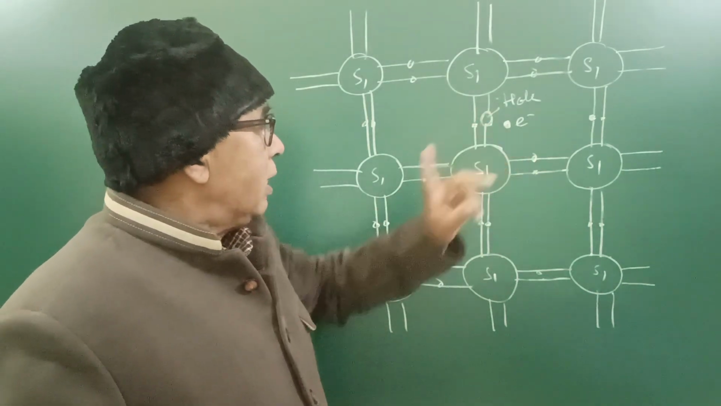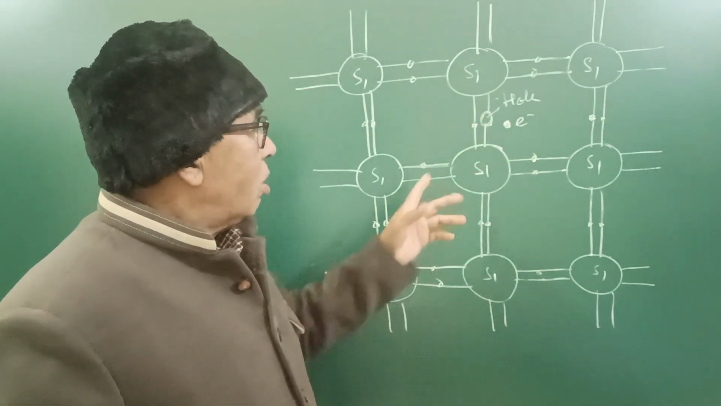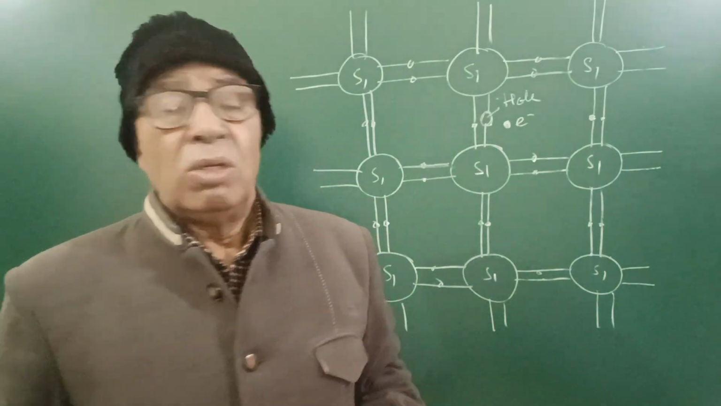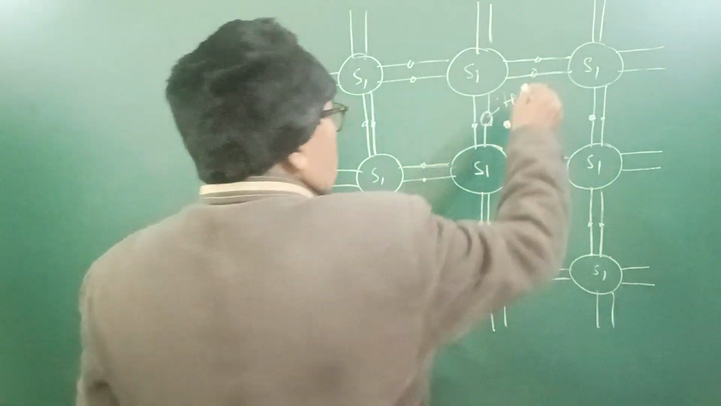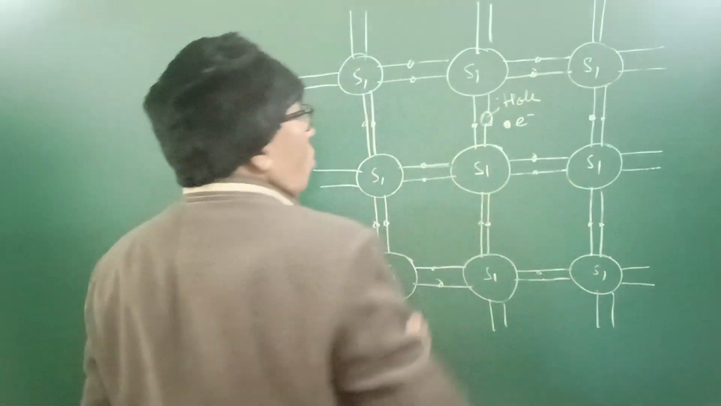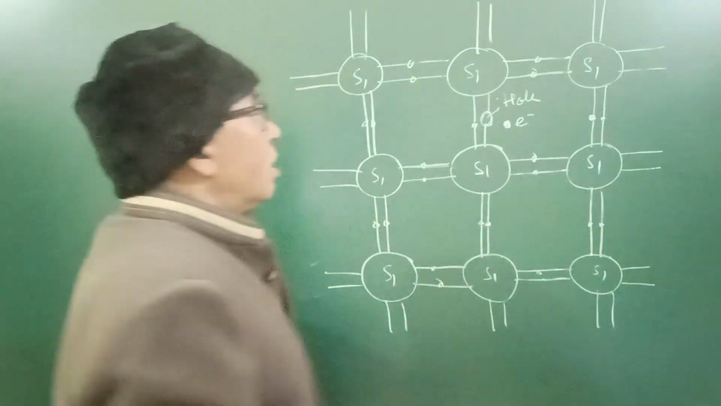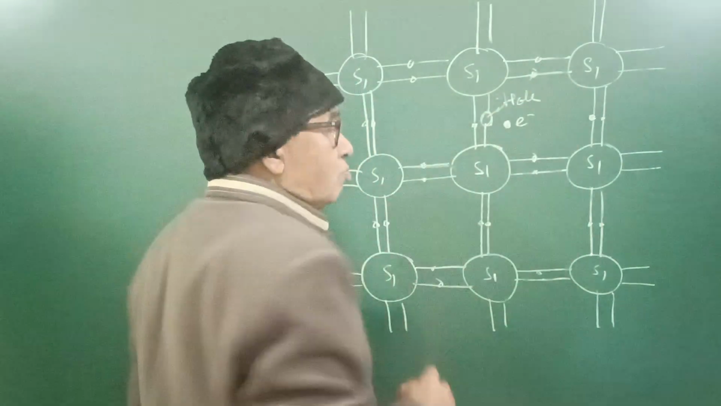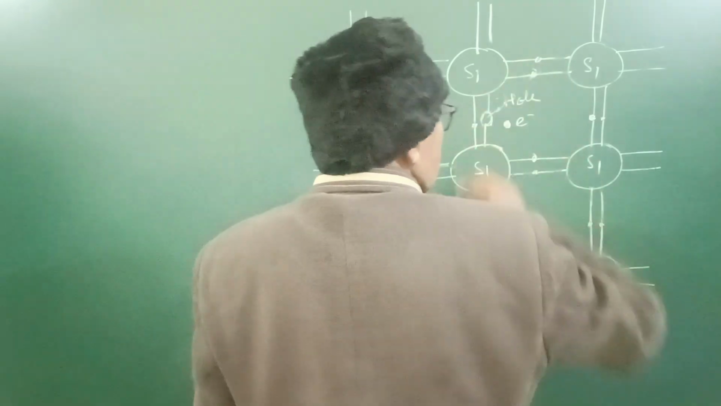So here a hole is created. But this hole does not remain fixed here. This atom tries to fill up this hole by taking an electron from a neighboring atom. Then a hole is created here.